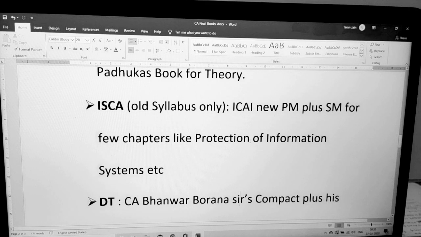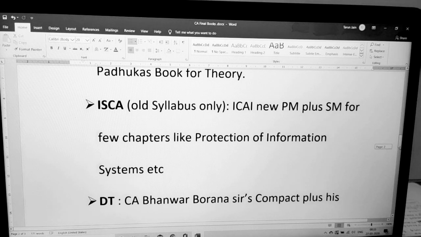Now passing on to the next, which is ISCA. This is again just for the old syllabus students. For the new syllabus, it's the elective paper. So for ISCA, just make sure you get the new PM. Now all these are available even in soft copies on the institute site as well. So make sure you go through the new PM with the new questions, because there is very good probability that you might get them in your examination. Plus study material just for a few chapters, like for governance there are few answers which are not in the new PM, or for chapters like protection, etc.